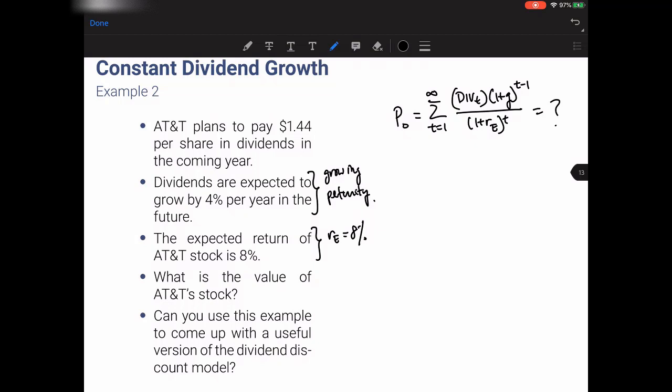And as you know, we came up with a reduced expression for this formula, and that is div t divided by RE minus g. Okay, so our div t is 1.44, as we mentioned in the first bullet point, divided by 8%, which is the opportunity cost of capital for equity stakeholders, minus 4%, which is the dividend growth rate. And that should give us a number of $36.